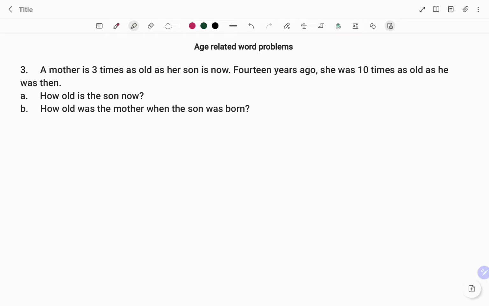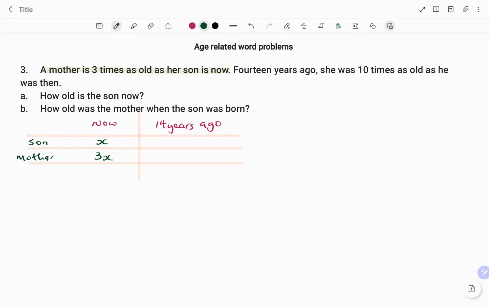So the age comparison is between the mother and the son. We've been told that the mother is 3 times as old as the son now. So we have the now age. And for the son, let's assume the son's age is x years now. The mother is 3 times as old as the son now, so the mother's age will be 3 times x.